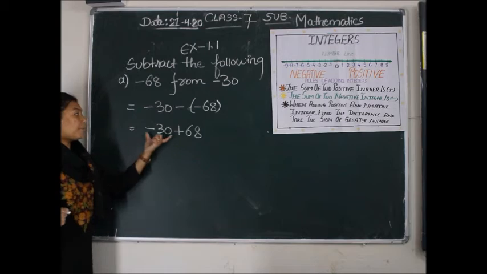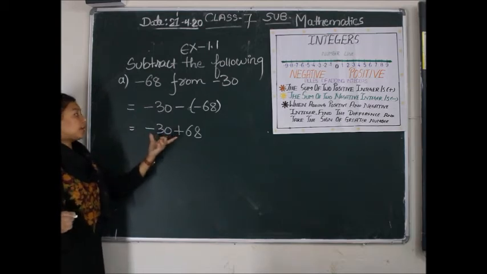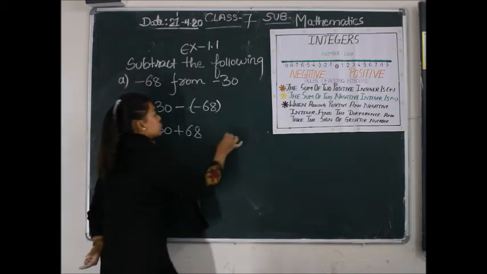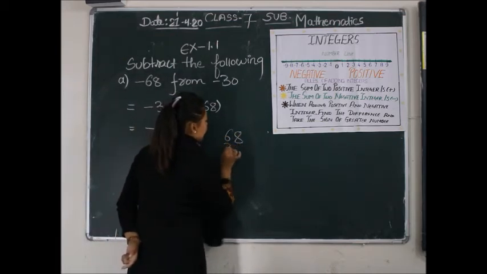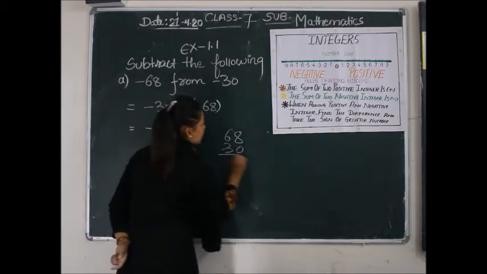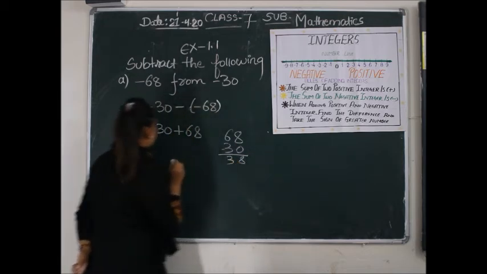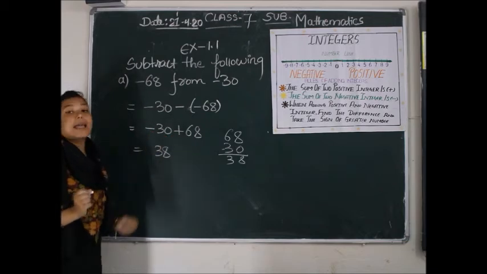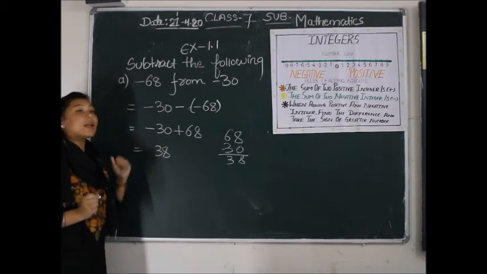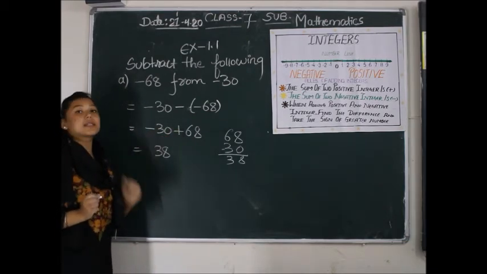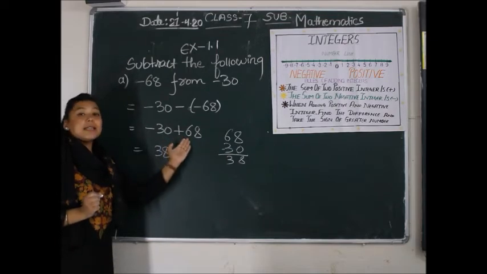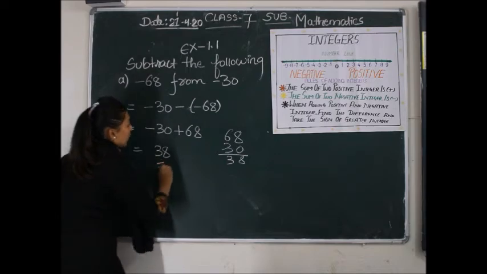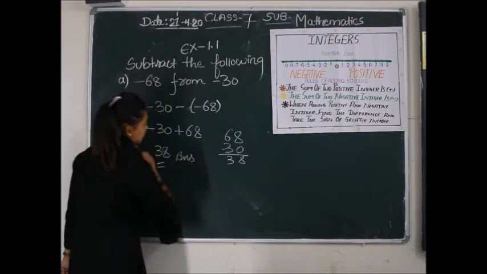Now we all know minus plus will be what? When there are two different signs, what do we have to do? We have to subtract. So 68 and 30, subtract 68 and 30, you will get 38, and we need to take the sign of the greater number. Which one is greater, minus 30 or plus 68? This side is greater, so we can keep it like this. We know that this is a positive number. So this is your answer.